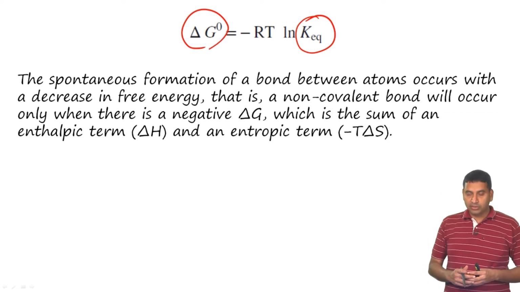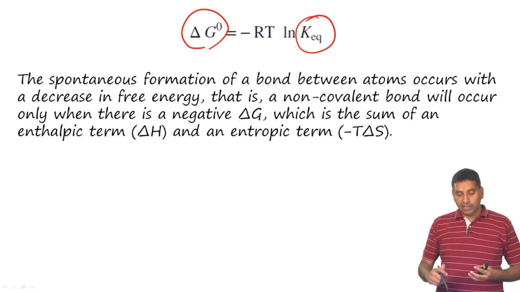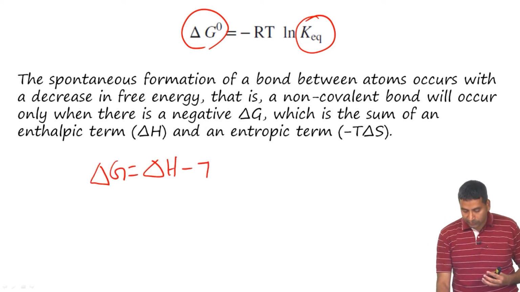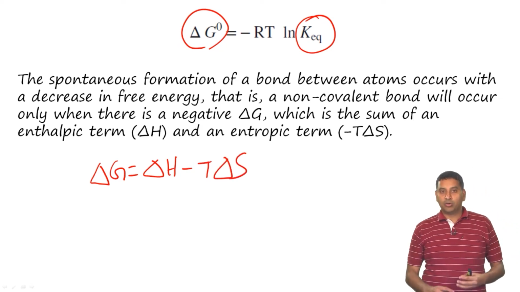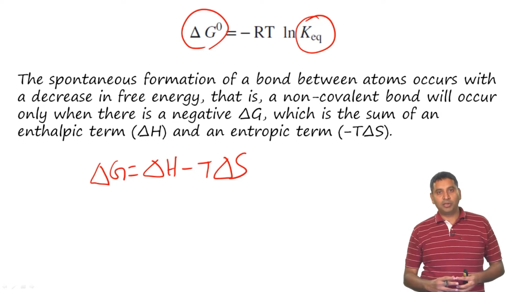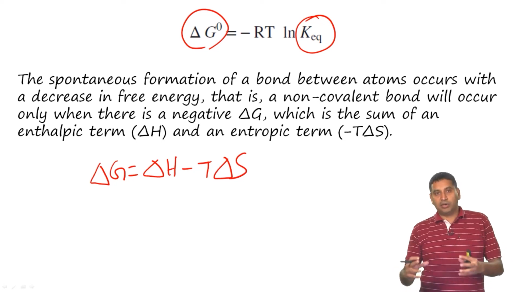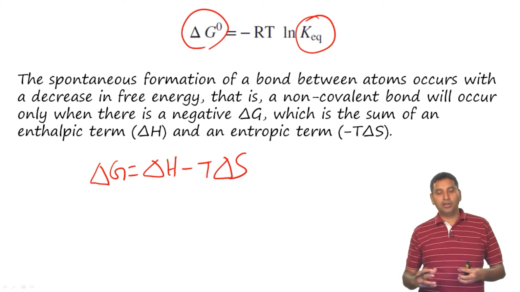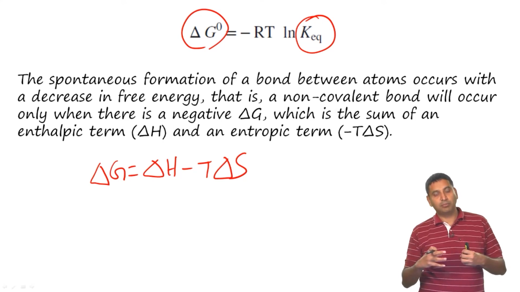And we already know that delta G is nothing but a sum of the enthalpic term and the entropic term. That is, delta G equals delta H minus T delta S. So, we will not be going into too many details about the enthalpic component and the entropic component, but you can break it down and try to understand that all of these factors are going to contribute to how well the non-covalent interactions are happening to make the drug bind to the receptor.